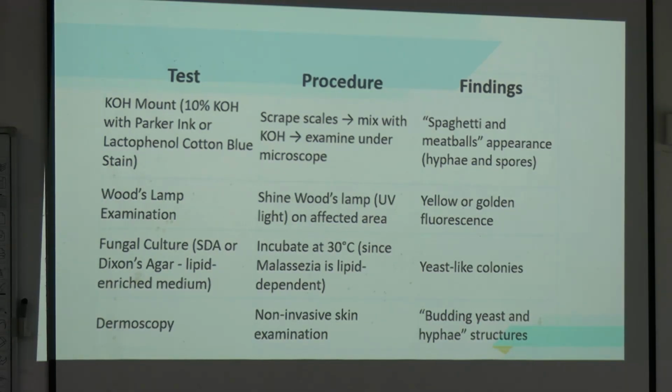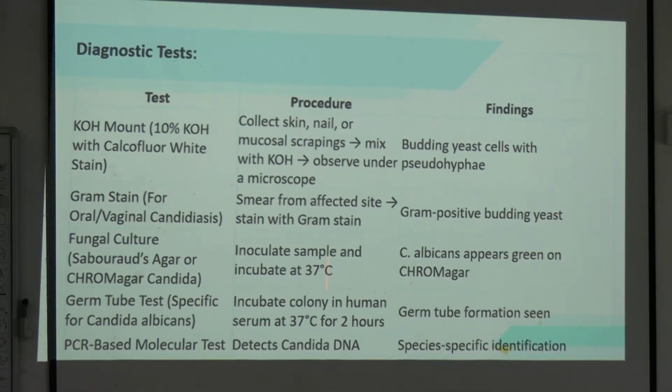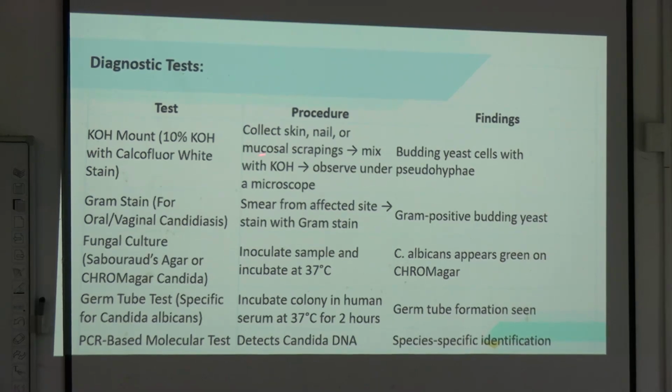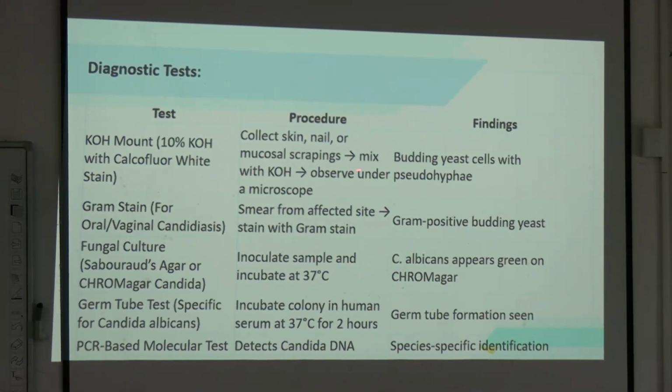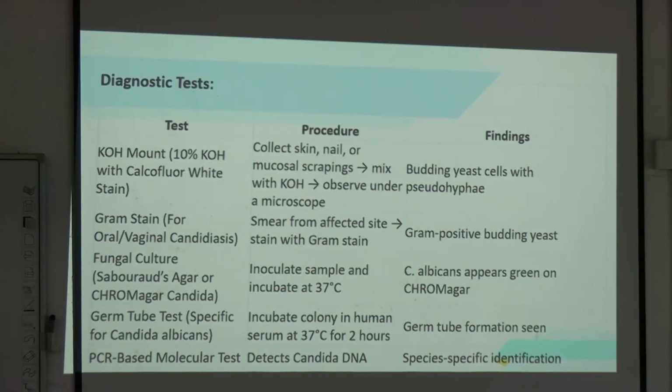See, if you can't remember everything, just remember the KOH, dermatophytosis infection, KOH is very important. Then what do we get in SDA, okay. Now diagnosis of cutaneous and mucosal candidiasis: oral thrush, intertrigo, vaginal candidiasis or paronychia. So KOH mount, 10% KOH with calcofluor white stain. Collect skin, nails or mucosal scraping, mix with KOH, observe under a microscope: budding yeast with pseudohyphae.